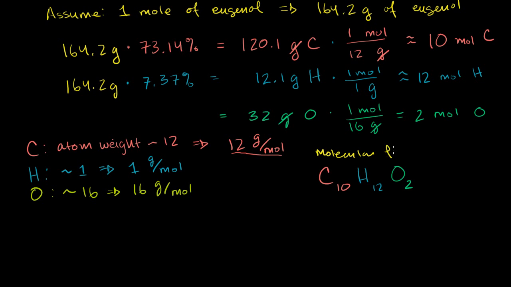Molecular formula. And the empirical formula. The 2 is still divisible by 2, so you divide all of these by 2. You get the simplest ratio. For every 5 carbons, you have 6 hydrogens, and you have 1 oxygen. Or you could put a 1 right there if you like. And we're done.